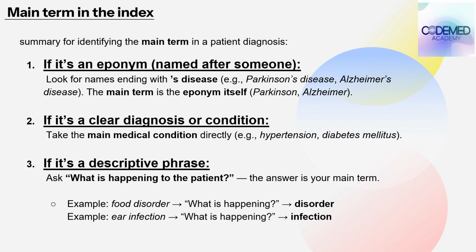E78.5. Now, what is the main term? As far as the main term is concerned, the main term could be an eponym. An eponym is basically whenever the main term ends with apostrophe s, like Parkinson's disease, Alzheimer's disease. Or it could be a clear diagnosis, like the patient has hypertension or diabetes mellitus. Or it could be a descriptive phrase, like the patient has a food disorder or an ear infection. All these are the ways the doctor will address the main term.